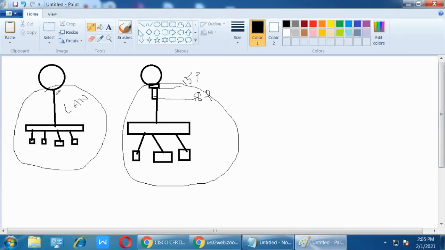So this transceiver is actually the one that is converting from 15 pin to 8 pin. That's it. And the speed is different, this is 10 Mbps, and this 15 pin is called the AUI port.